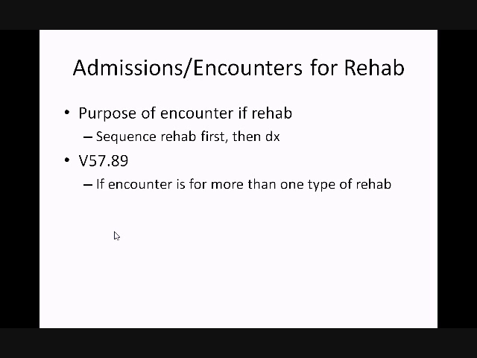So, what do you do when a person has an admission for an encounter specifically for rehab? You have to code the purpose of the encounter, if it's rehab. You sequence the rehab first and then the diagnosis. And if it so happens that the encounter is for more than one type of rehab, then you can use a V57.89 code. But just keep in mind, if the encounter is for rehab, you sequence rehab first and then the diagnosis.